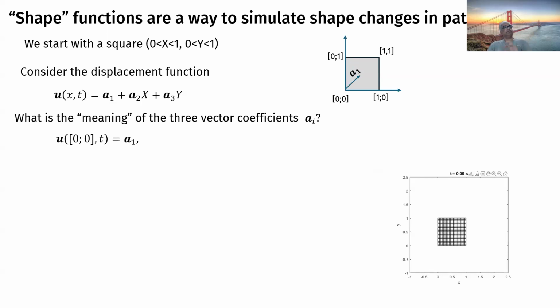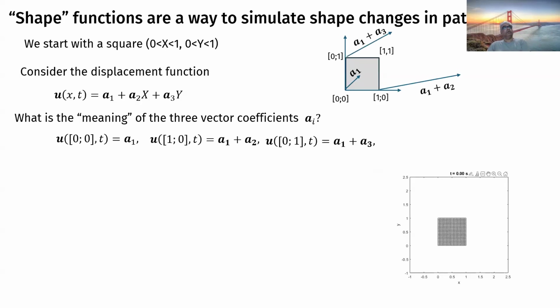So if you look at the location, what happens to the point 0, 0? It will displace by a1. You can put x equal to 0, y equal to 0. So you can see the displacement of that point is a1. So that's the meaning of a1, displacement of the origin. Meaning of a2 is somewhat complicated. Relative displacement of the corner with respect to the origin. You can see the total displacement is a1 plus a2. Third one is a1 plus a3, like that. And that's it. Those three corners are prescribed.